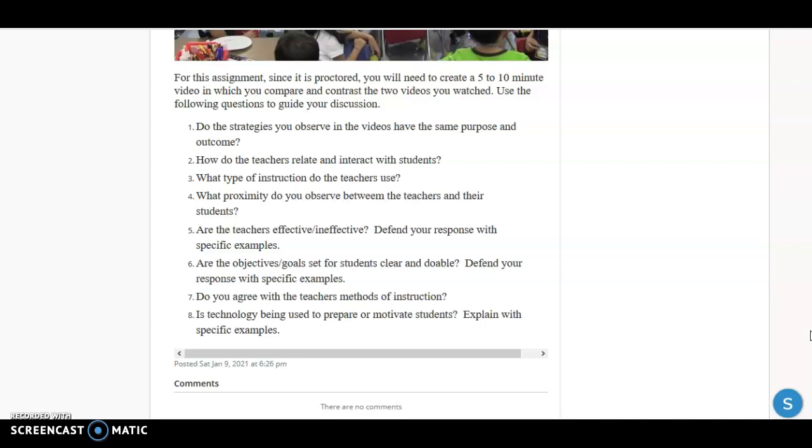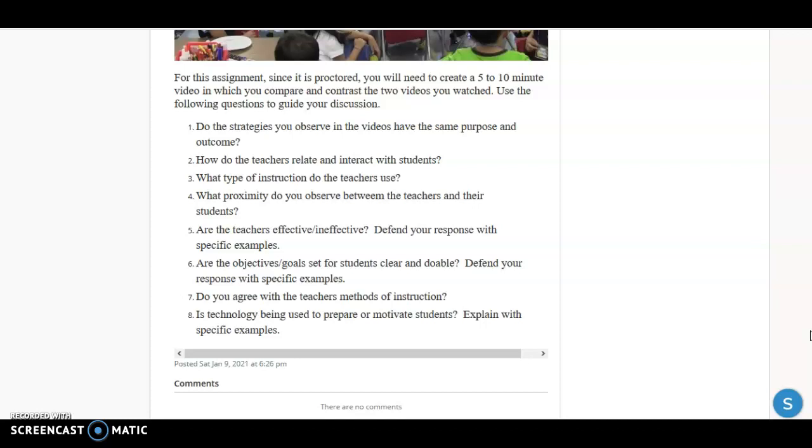Most, I would think, would be a minimum of 5 sentences. Remember, when I say descriptive paragraph, I mean 5 to 8 sentences. And you're talking about 2 different teachers, and so you need to be able to defend what you think.